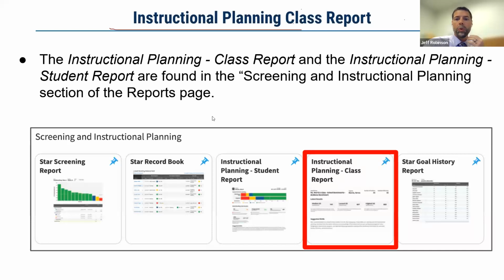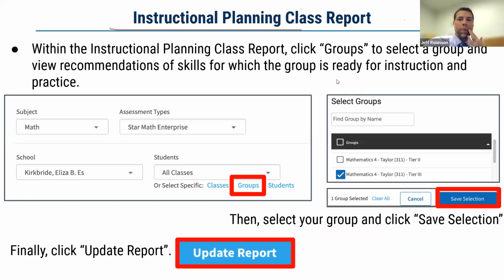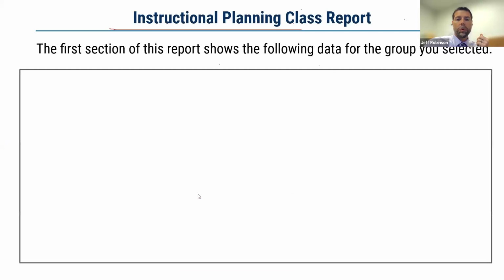So how do you get to this report? From the report screen, under screening and instructional planning, take the report from that screen there. And when you are looking at your dropdowns, you're going to select groups, and you can pick the groups that you've created and then hit update report, so it runs the report.